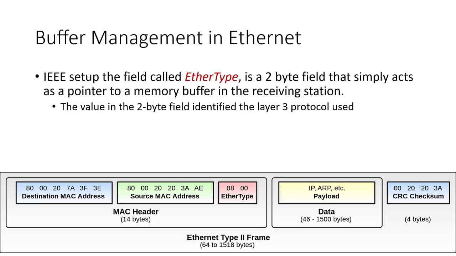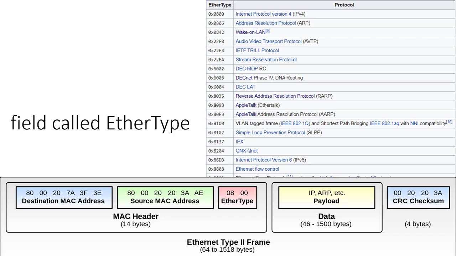So whether layer 2 is handling an ARP packet, an IP version 6 packet, or an audio video transport protocol, it's got to know where in memory this needs to go. There's software to execute it, and there's a read-write space that it can put it in. That's what the ether type field is for. It's a buffer management or a memory pointer.